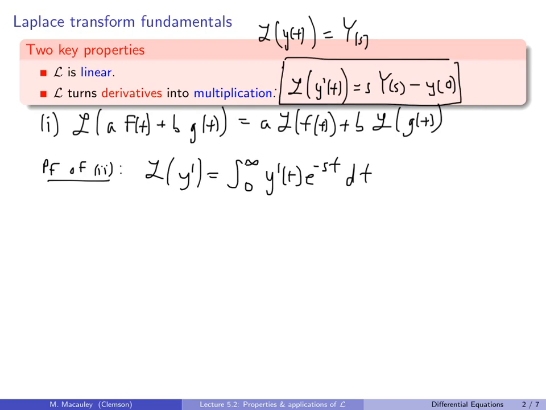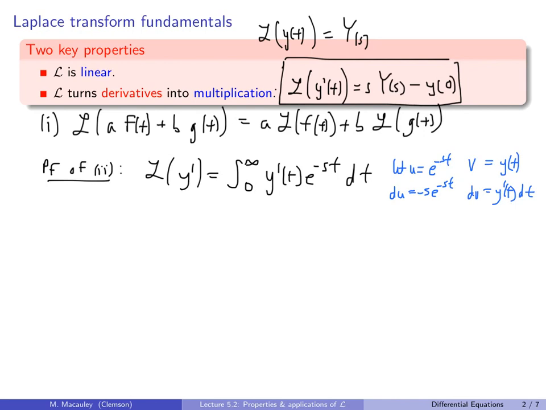To do this integral, let's use integration by parts. I'm going to let u be equal to e to the minus st. So du equals minus s e to the minus st. And then dv is going to be y prime of t dt. And then v is just y of t, the integral of y prime.